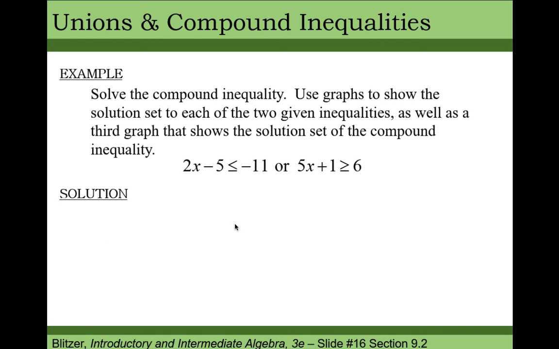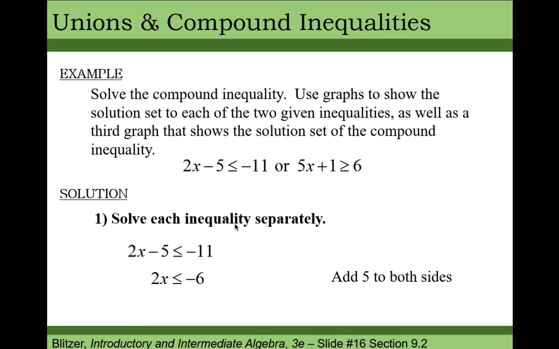Alright, so here's our example of OR. We've got 2x minus 5 is less than or equal to negative 11, or 5x plus 1 is greater than or equal to 6. So the first thing you guys need to do is solve each one separately. So we're going to add 5 to both sides and divide by 2 for that first inequality. And the second one, we're going to subtract 1 and divide by 5, which this just takes you through here.